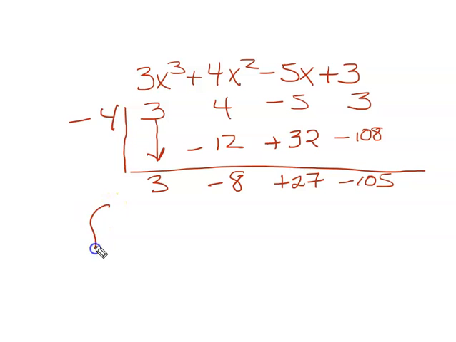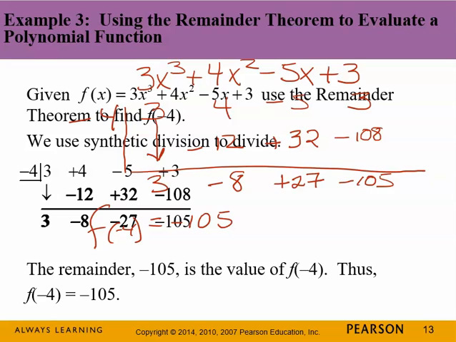So when we have f of -4 for a function, that's going to equal -105. Now remember that, and we'll look at it on the regular screen here as well as we clear this up.